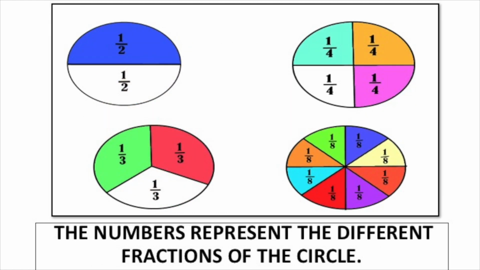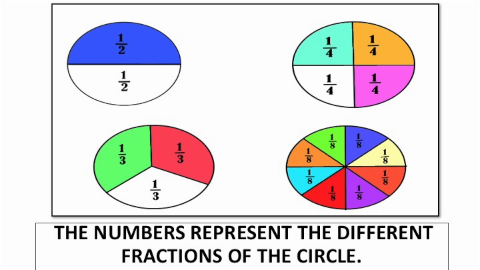The numbers represent the different fractions of the circle. So can you tell me what fractions are in each circle? First of all, top left. 1 over 2 is correct, or 1/2. How about this one? 1 over 3, or 1/3.